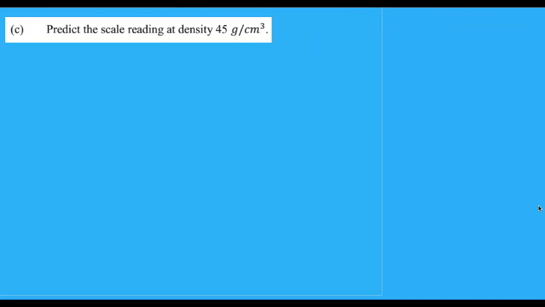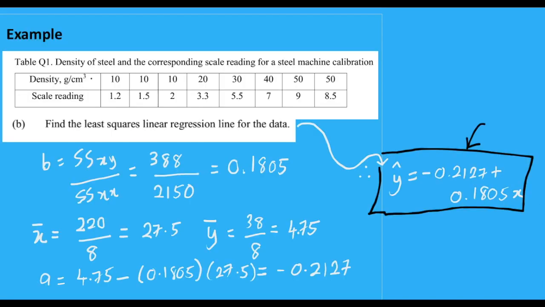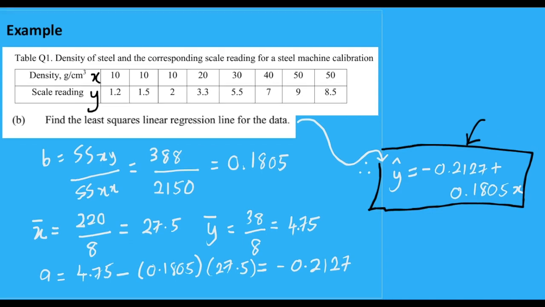Predict the scale reading at density 45 gram over centimeter cube. If you still remember, the density is the independent variable and the scale reading is the dependent variable. So you are asked to predict the scale reading when the density is 45 gram over centimeter cube. So let's use the linear regression model, or the linear regression line, to predict the value of y hat.